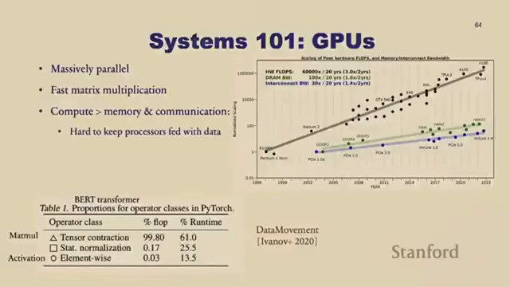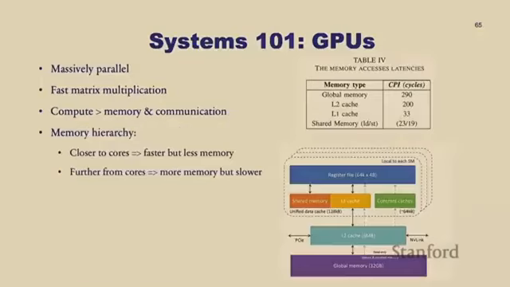Another thing to note with GPUs is that compute has been improving faster than memory and communication. So right now, the data that you send to GPUs is actually hard to keep up with the processing. Most of your GPUs are actually going to be idle if you just run normal code and don't optimize it, and this will continue over time. Another thing to know about GPUs is that there's a memory hierarchy. This is the same with CPUs, but basically the closer you are to your cores, the less memory there is, but the faster things run. If you're further, there's more memory, but it's slower.